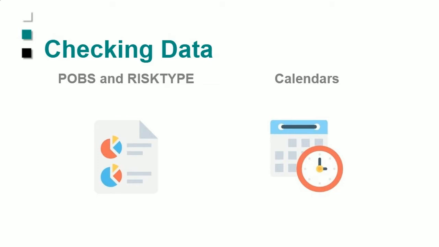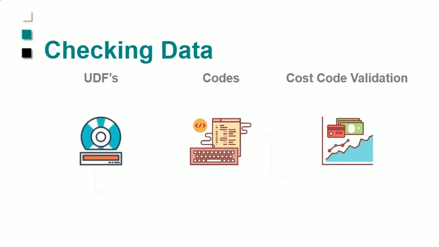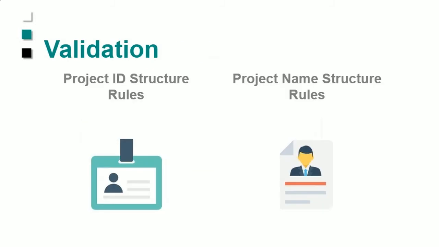And we can also check calendars, and of course, checking the standard things, the user-defined fields, the codes at all the levels, projects, activities, resources, resource assignments, and cost code items as well. Now we also have some validations. So some of our clients have a mandate on project numbering schemes and naming schemes. So that's in there too. So some validations are in there as well.